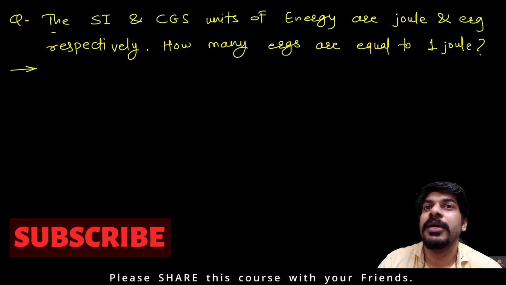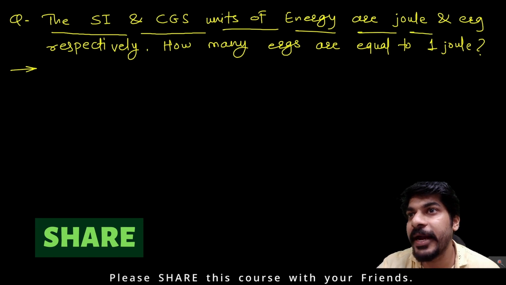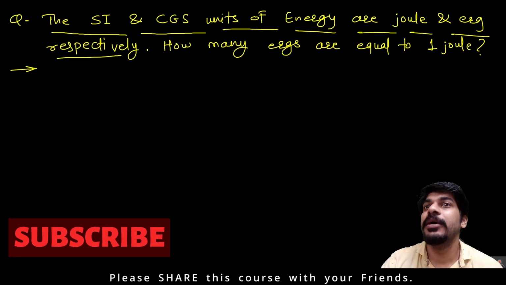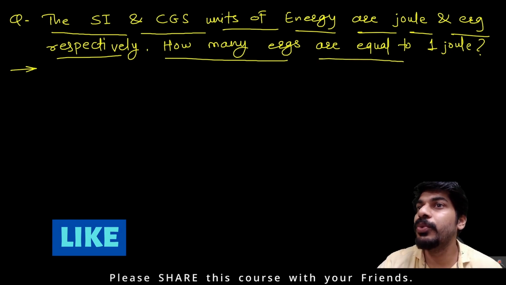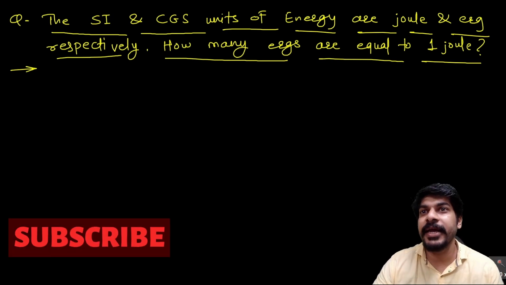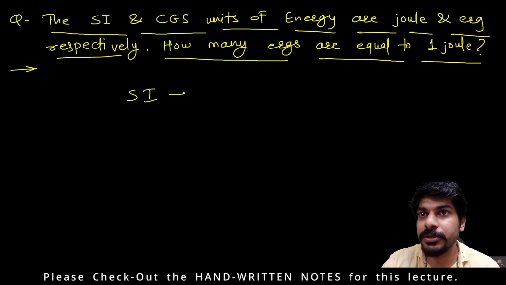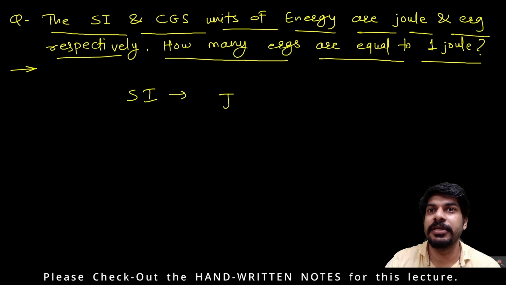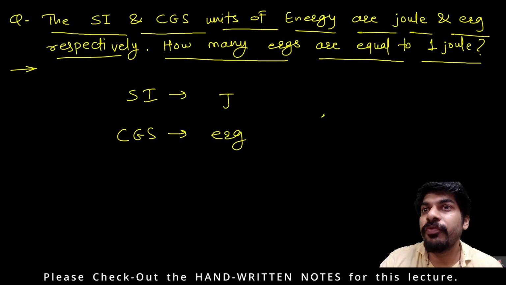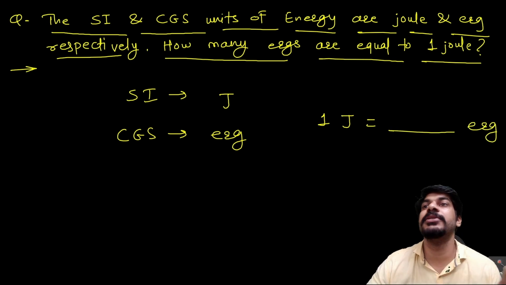The question says that the SI and CGS units of energy are joule and erg, respectively. How many ergs are equal to 1 joule? So the question is pretty simple. We know that SI and CGS units of energy are joule and erg, isn't it? What is the SI unit of energy? Nothing but joule, right? And what is the CGS unit? Nothing but erg. So the question is, we have to find out 1 joule is equal to how many erg. That is our question.